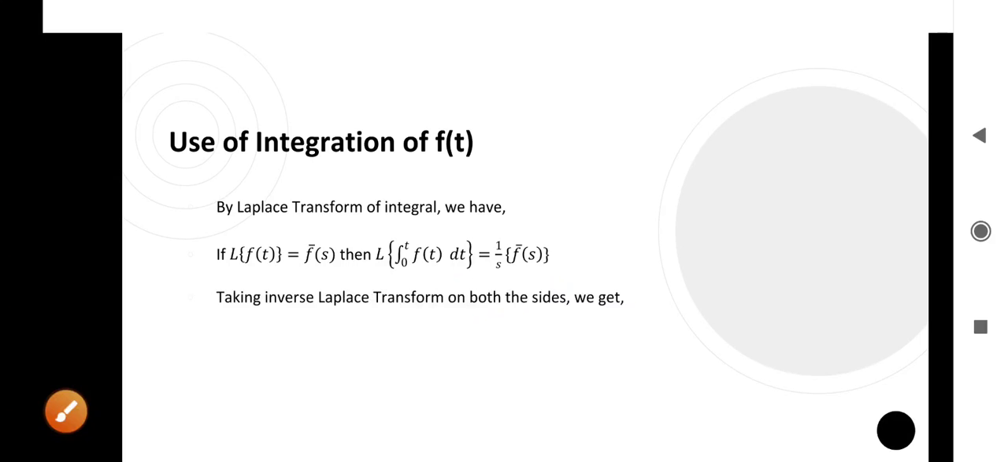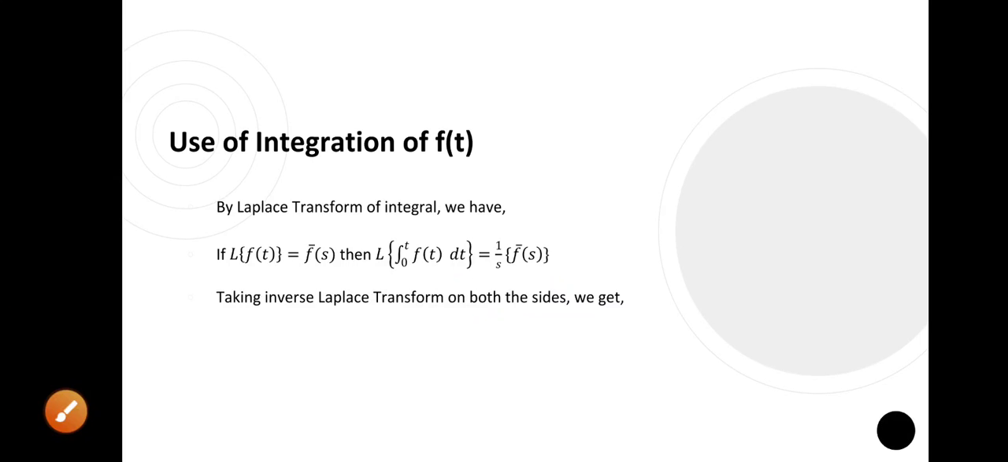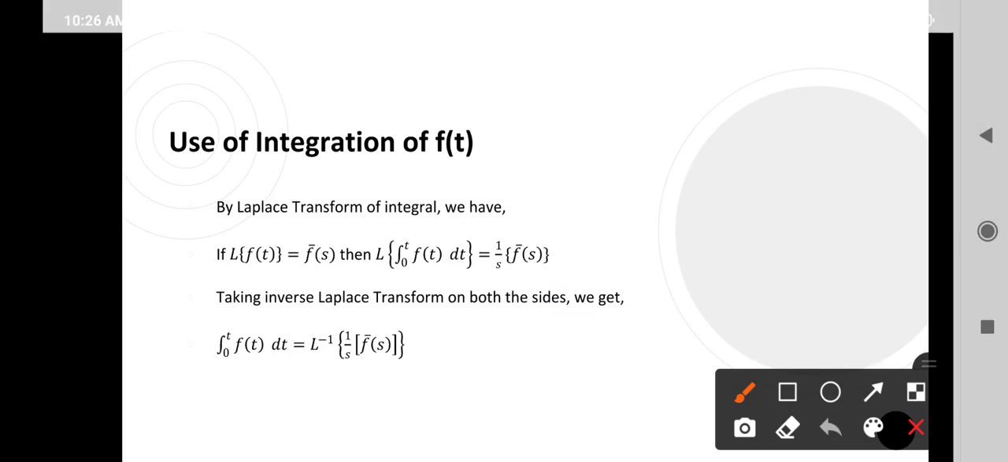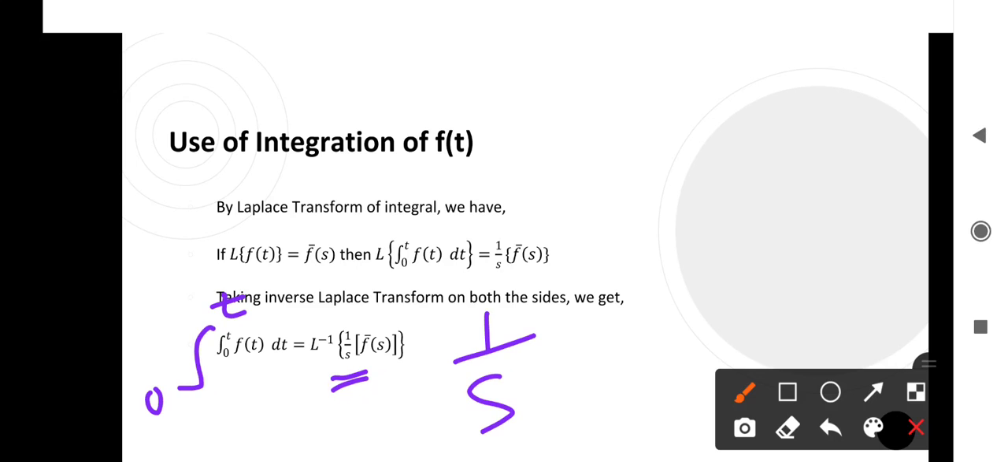So taking inverse Laplace transform on both the sides of this result, we get integration from 0 to t f of t dt is equal to L inverse of 1 upon s f bar of s. If it is 1 upon s square, then there should be one more integration. If it is 1 upon s cube, then there should be 3 integrations from 0 to t.